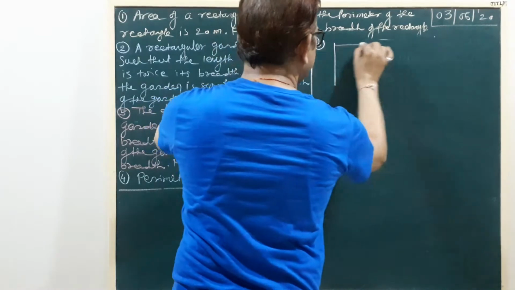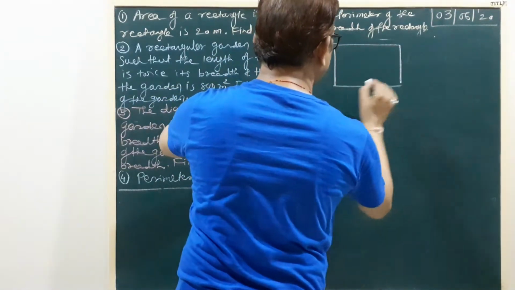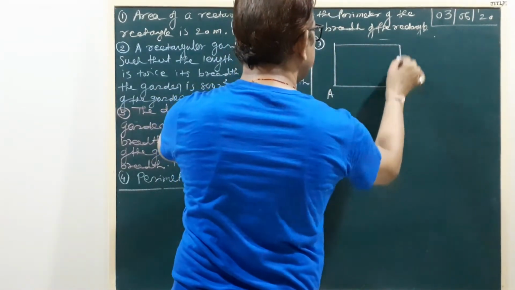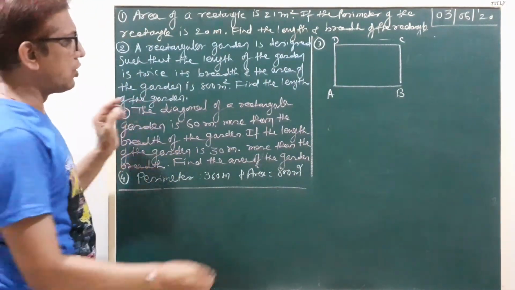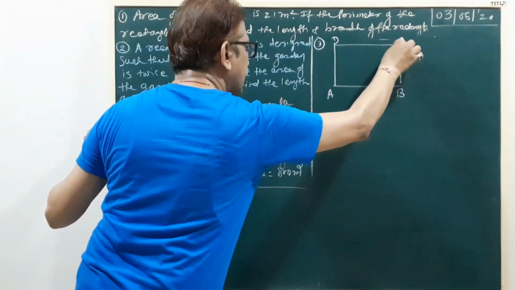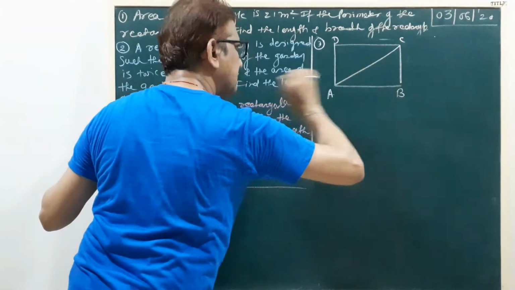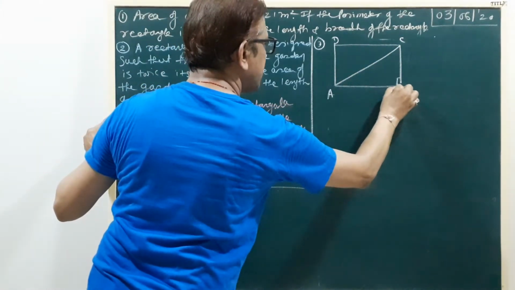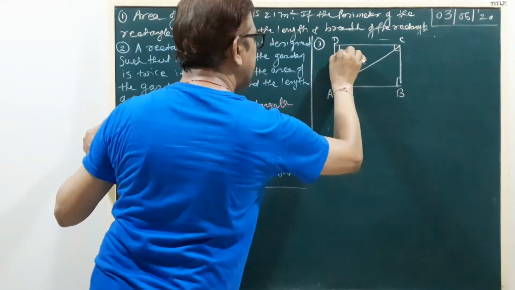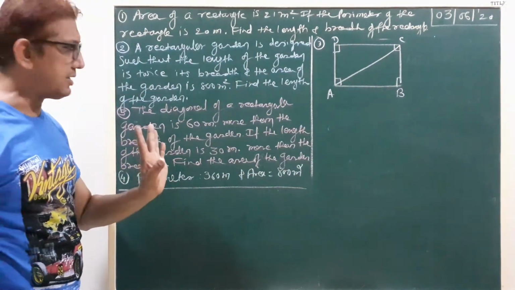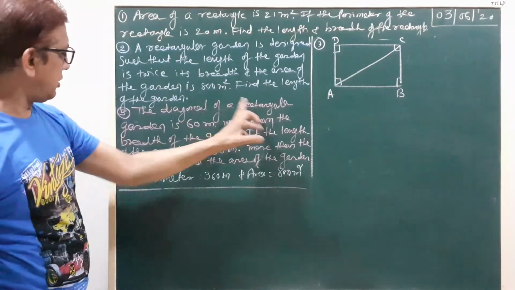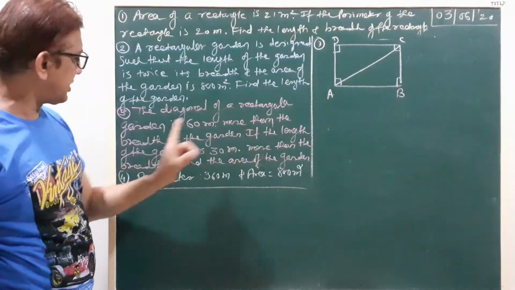First, draw the rectangle. Again, A, B, C, D. Okay? The diagonal. You can join any one diagonal. Rectangle, that is all the angles are 90. In a rectangle, by the definition of 9th standard, all the angles are 90. Okay? The diagonal of a rectangular garden is 60 meter more than its breadth.